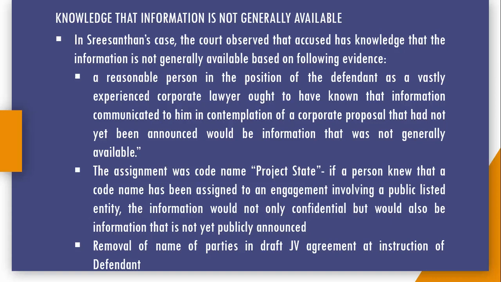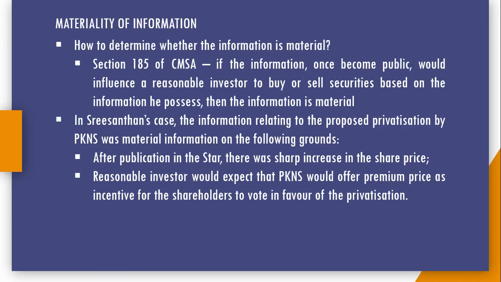And then the JV agreement, when it was drafted, was initially drafted with the names of the parties by his junior lawyer. So when he reviewed that agreement, he asked the junior lawyer, please remove the names of the parties. Why? Because that shows, on a balance of probabilities, that he knew the information was not yet available. That's why he asked the junior lawyer to remove the names. Next slide. So all this shows that the defendant knew that at that time the information was not generally available. And then material.